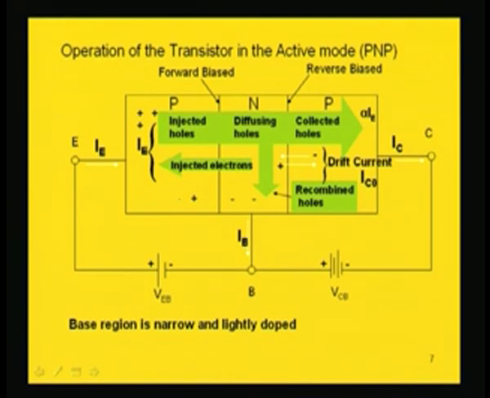Now, how the carriers will be moving to constitute the overall current flow through the device, that we will be studying now. So, the PNP transistor, as you can see here, emitter, base, collector: this P region is having holes as majority carriers, these are electrons as majority carriers, and here again holes as majority carriers.